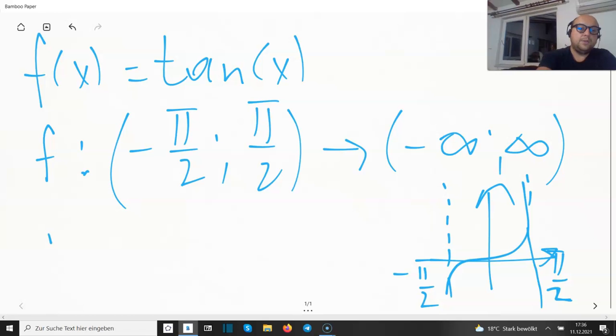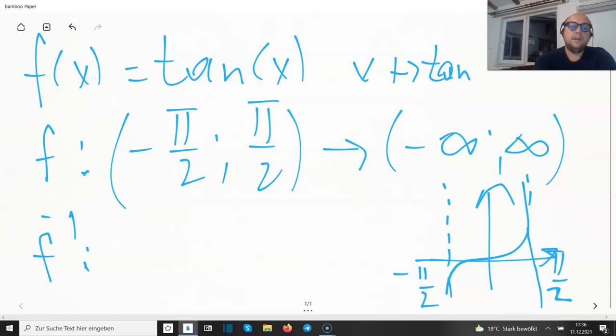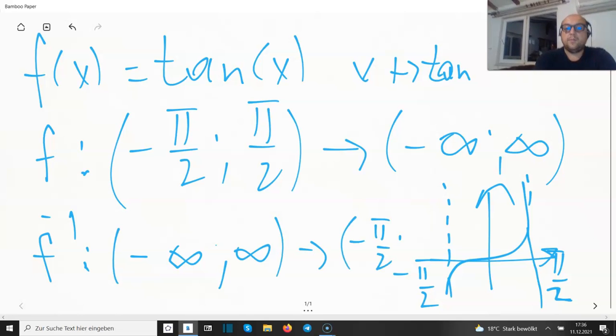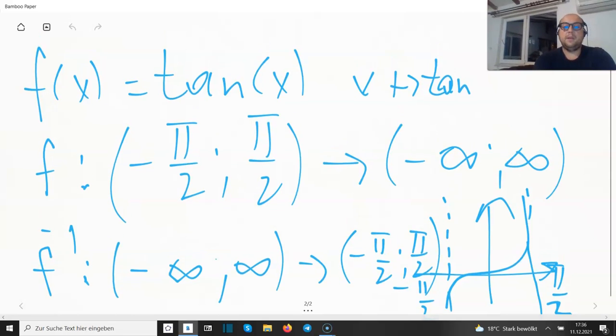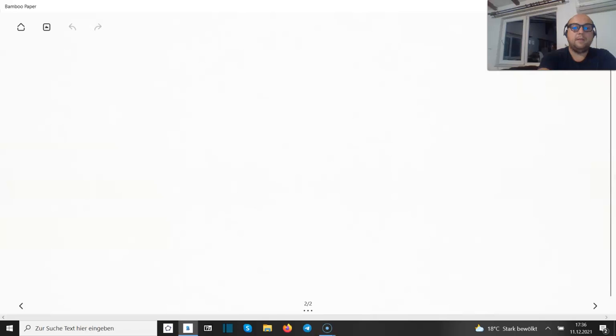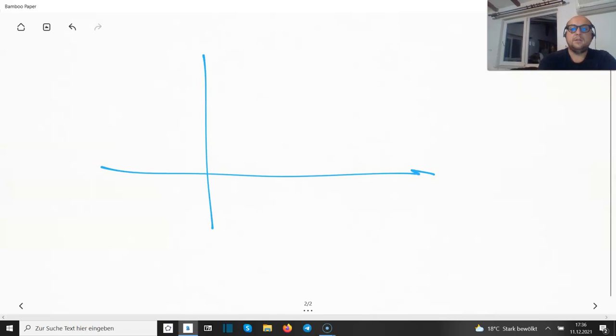So what is the inverse? The inverse is, of course, so we write here x is going to the tangent, that's clear. And the inverse is, well, reverting the process. So we are coming from minus to plus infinity, and we're mapping it onto minus pi divided by 2 to pi divided by 2. So let's see how the graph would look like.